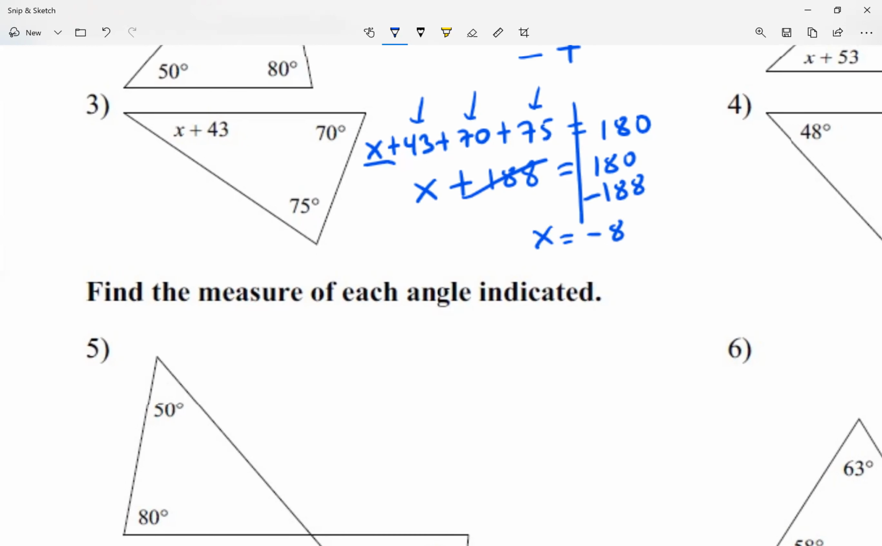x can be negative. The angle is positive, right? If you plug in negative 8 plus 43, you're going to get a positive number. The angle is positive, but x, it's okay if it is negative.